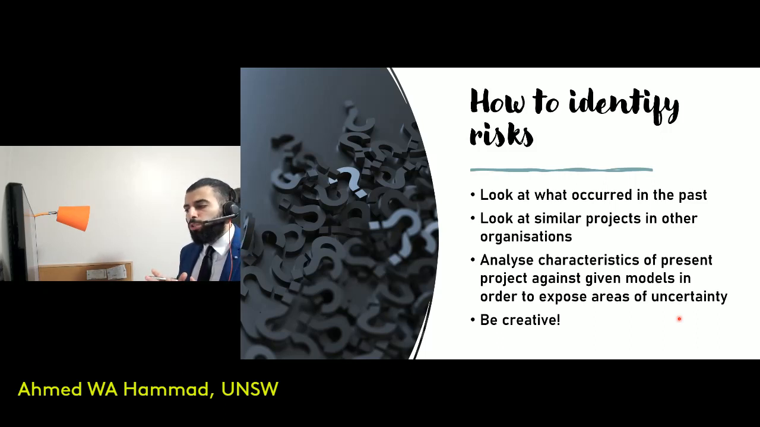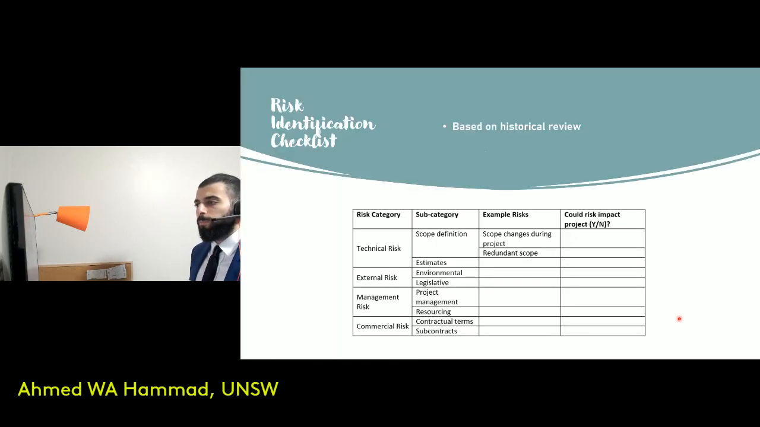Now, what you need to note is that you have to be creative. Certain risks you can't identify if you look at past projects, or if you look at models that are given for similar projects. So you've got to be creative, and by that I mean you have to think outside the box in order to come up with precise risks that are likely to eventuate in your project.